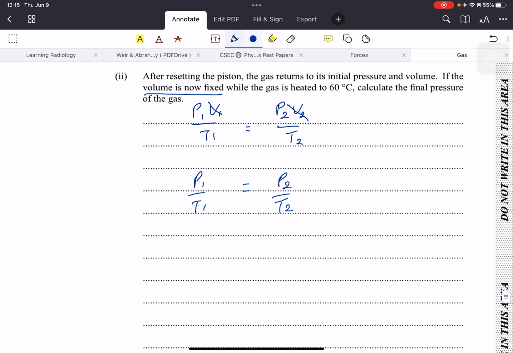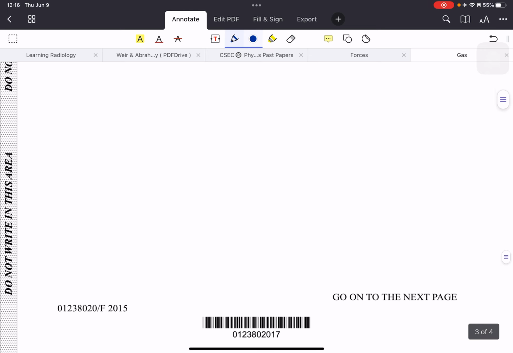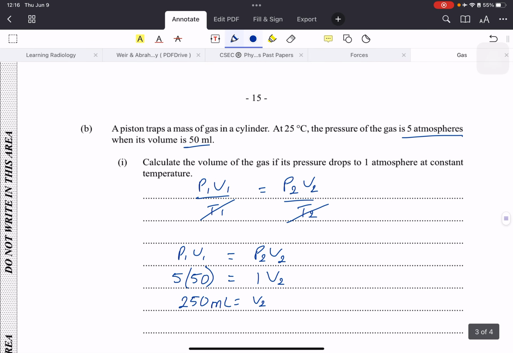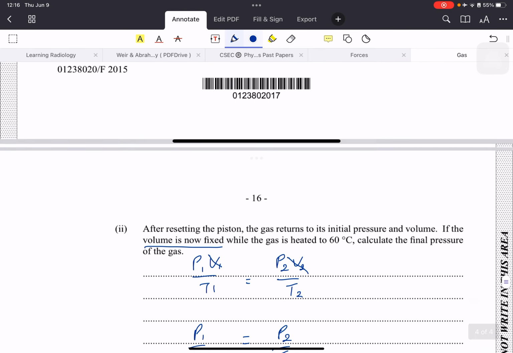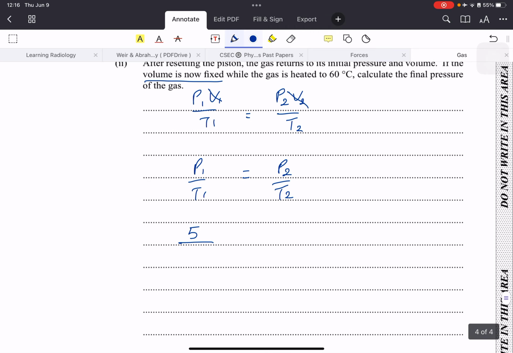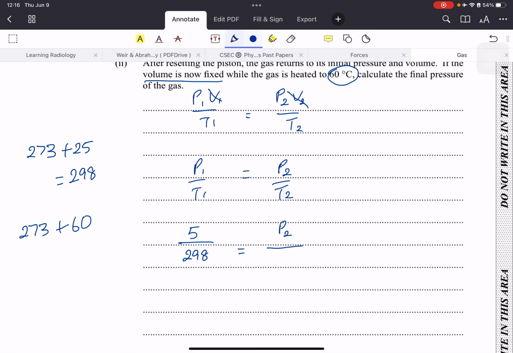Okay. So the initial pressure, again, is 5. The initial temperature, they should have given us the initial temperature at 25 degrees Celsius. But of course, we are not going to use 25 degrees Celsius. We are using 273 plus 25, which is 298. So 298 Kelvin. And they want us to find the pressure. And the next temperature is 60 degrees Celsius. So that's 273 plus 60 will give us 333.